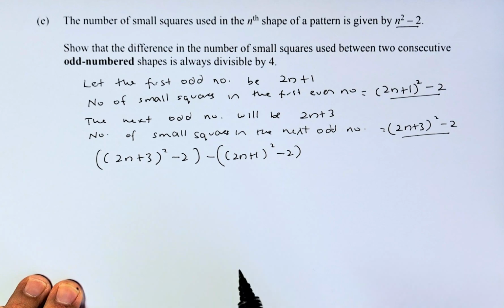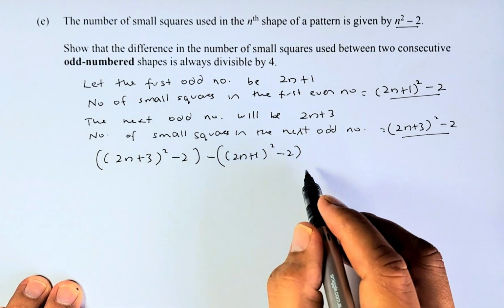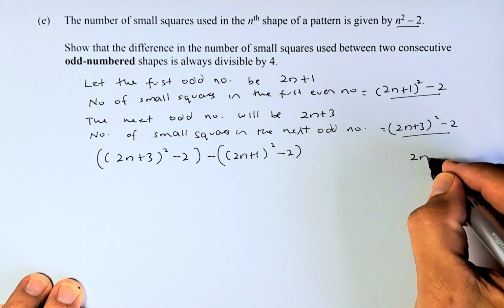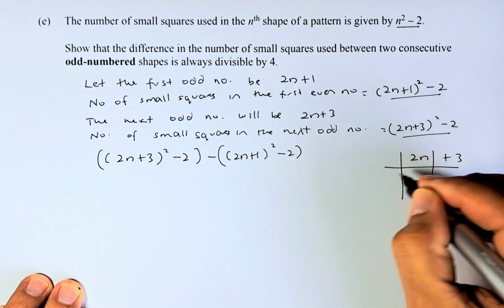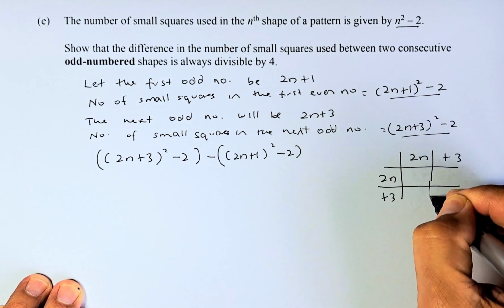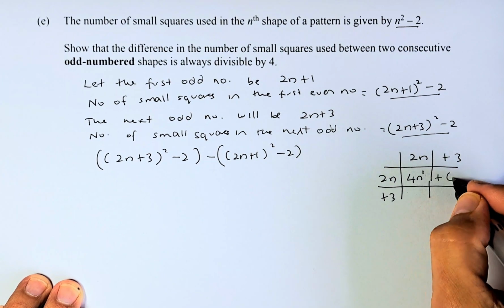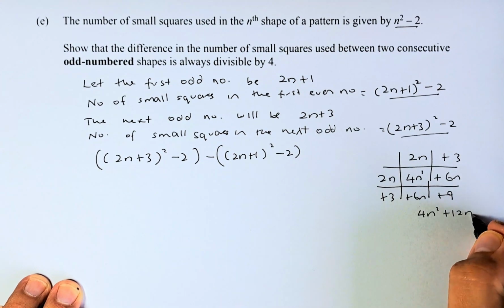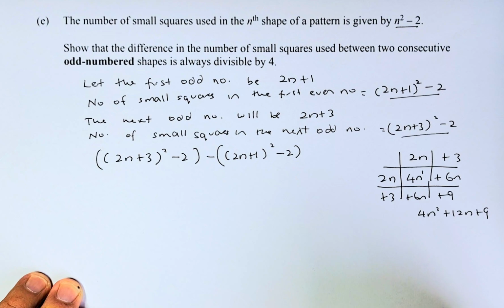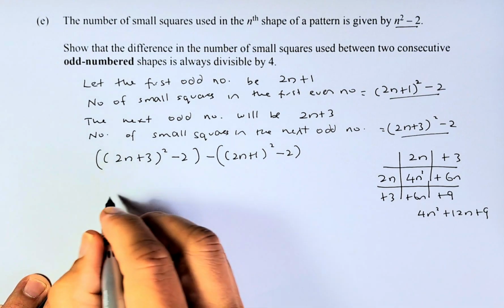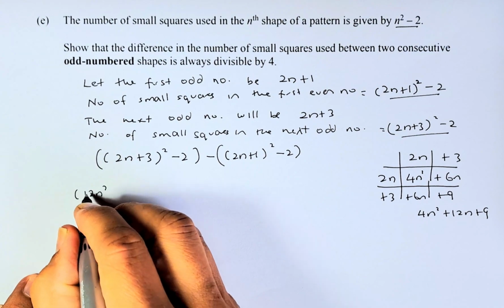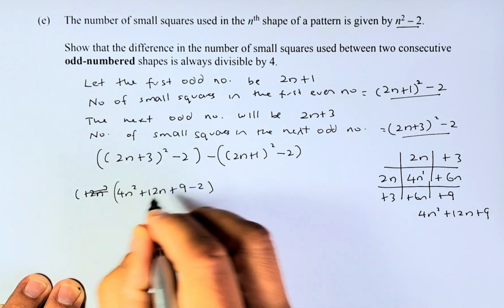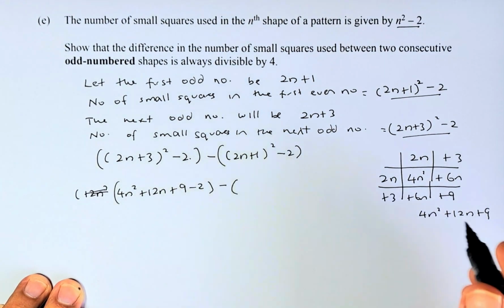To do that, we need to expand this expression and cancel out the common factor. Okay, so when you expand 2n plus 3 squared, with a grid method, it's going to be 4n squared plus 6n plus 6n plus 9. So simplify, 4n squared plus 12n plus 9. So this expression is going to be 4n squared plus 12n plus 9 minus 2, because don't forget we have a minus 2.